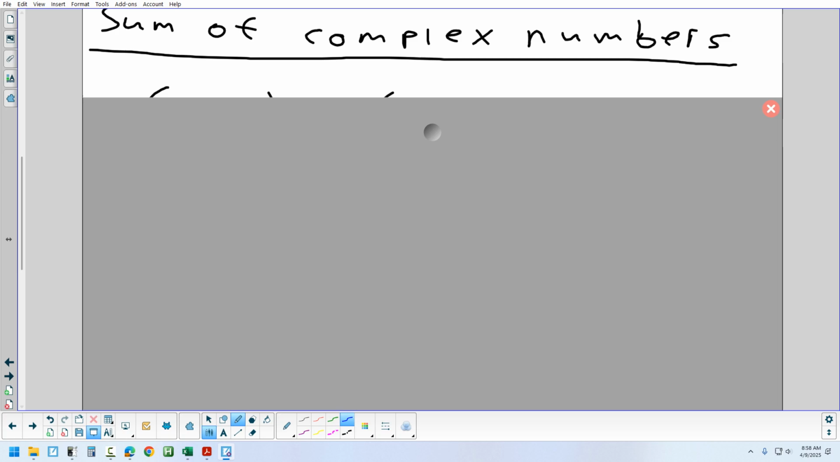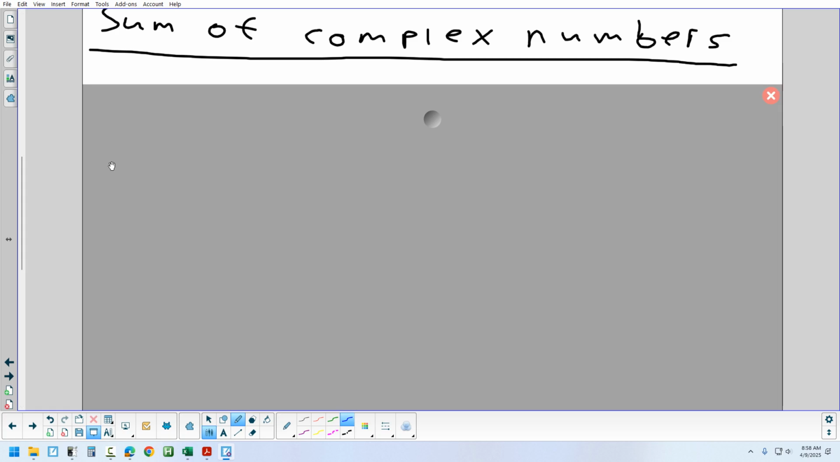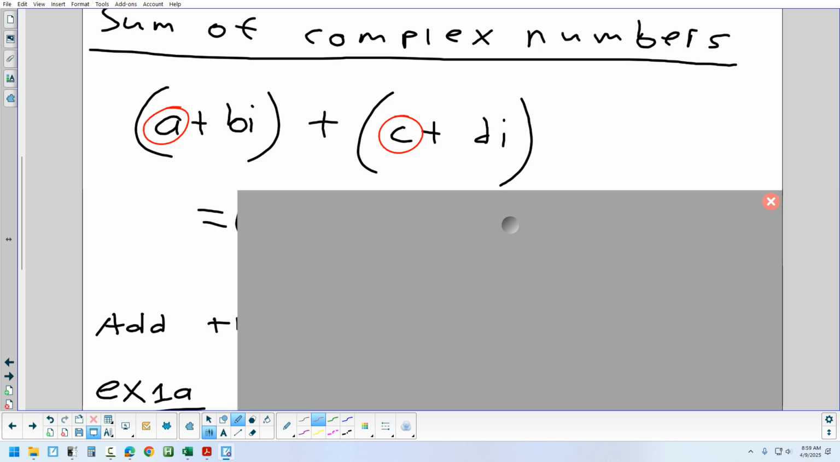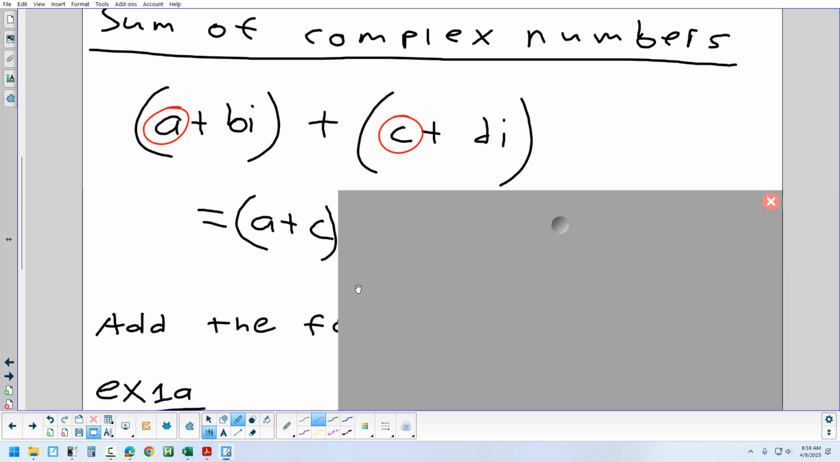So let's look at how we add complex numbers together. When you add complex numbers, you can kind of think of it as combining like terms. So let's say these are two complex numbers. What's the real part of the first one? A. What's the real part of the second one? C. If you want to combine those complex numbers together, the first thing you can do is combine the real part in the first one with the real part in the second one. They're both real, so they can be combined together.